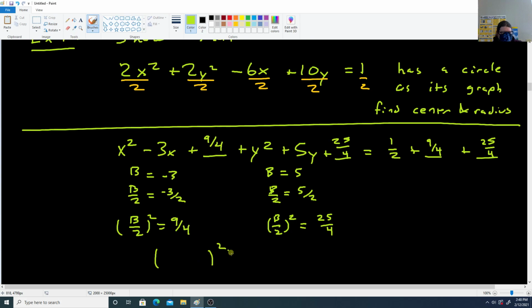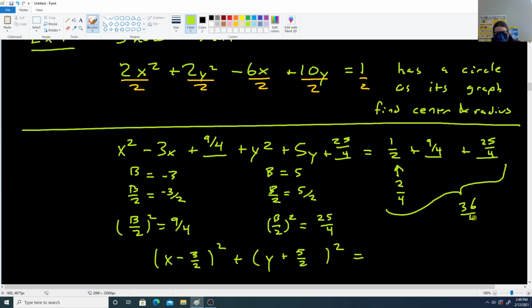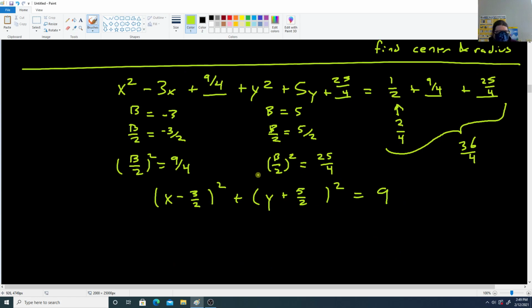So now we'll use our equation and let that do the work for us to factor up the x's and the y's. For the x's, this factors up according to the middle number, negative 3 halves. For the y's, it factors up according to its middle number, positive 5 halves. And then we got to total these up. 1 half, we should note, is 2 fourths. 2 fourths plus 9 fourths is 11 fourths. 11 fourths plus 25 fourths, all of that totals up to 36 fourths. 36 divided by 4 is 9. So this has the correct form of a circle. This is center radius form.